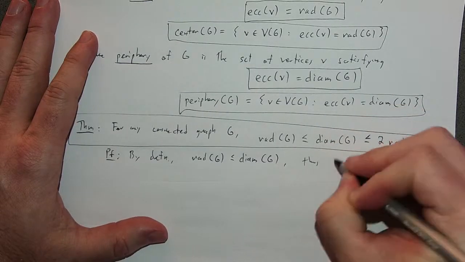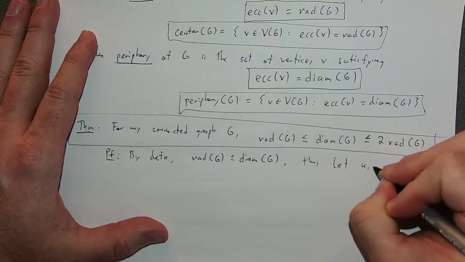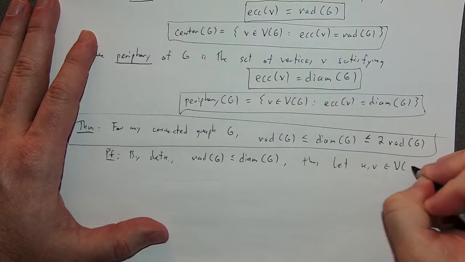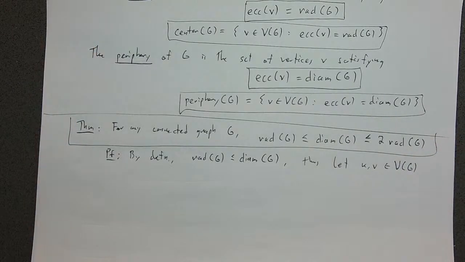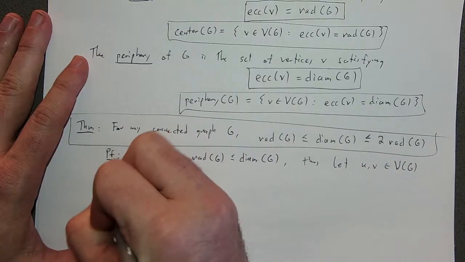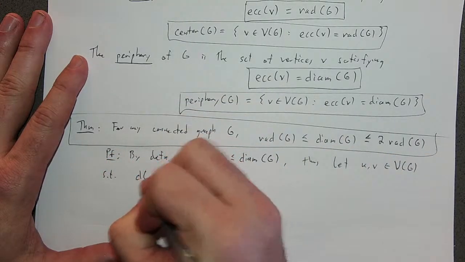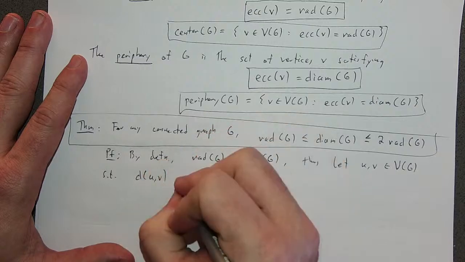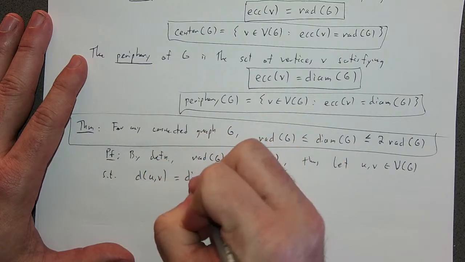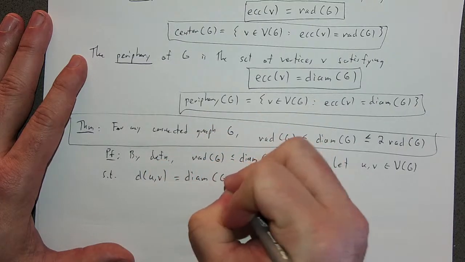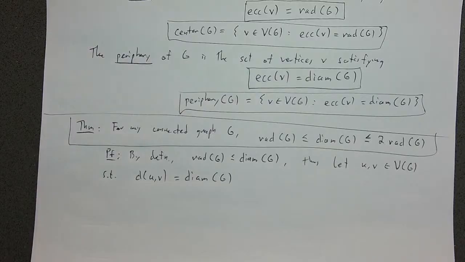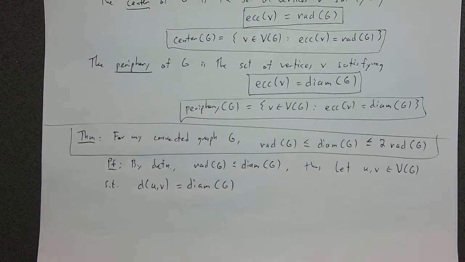Thus, let U and V be vertices in G such that the distance from U to V is equal to the diameter of G. Such vertices have to exist by definition of what the diameter is, so we've just picked two vertices such that their distance is the diameter. Okay, so we can always do that.